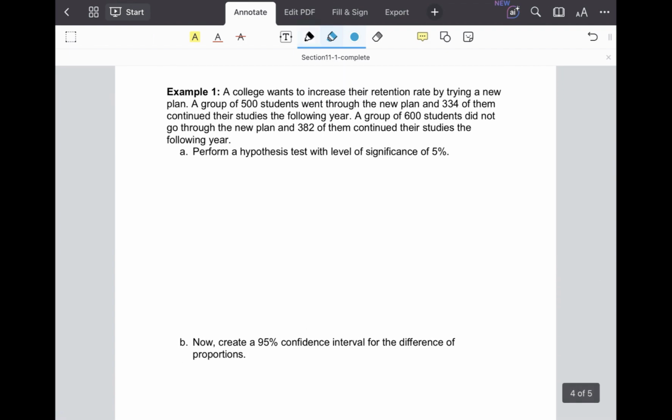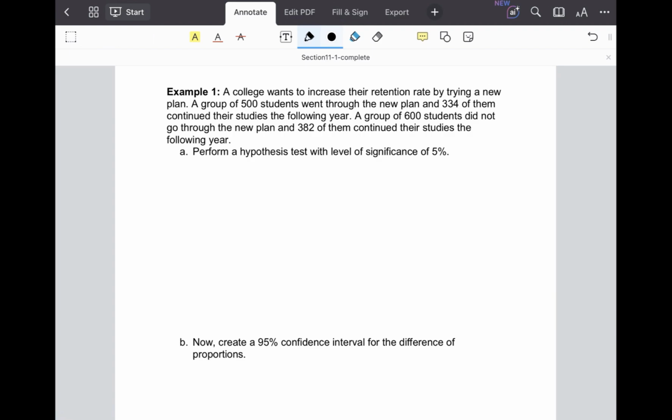Okay, so let's look at a couple examples. It says a college wants to increase their retention rate by trying a new plan. A group of 500 students went through the new plan. 334 of them continued their studies the following year. A group of 600 students did not go through this new plan, and 382 of them continued their studies the following year. We want to perform a hypothesis test with a level of significance of 5%.